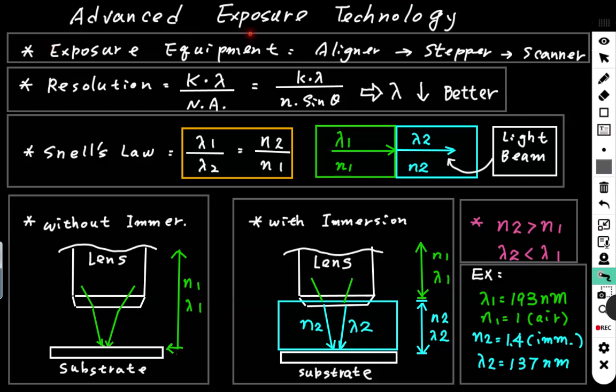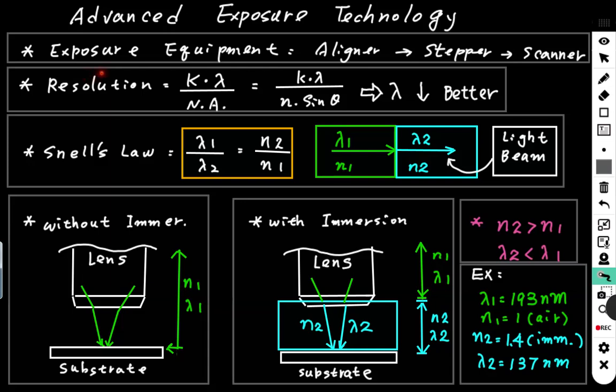Exposure equipment in the old generation used the aligner and paper. Nowadays we use the scanner exposure equipment, just as we talked about before. The resolution equals this formula, and NA equals this. This formula is our exposure resolution. The smaller the number is, the better.